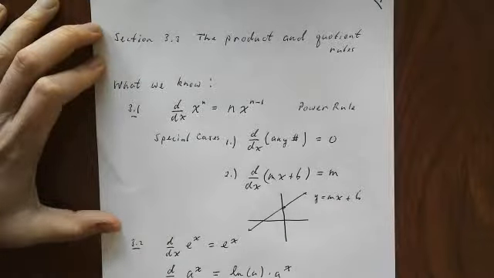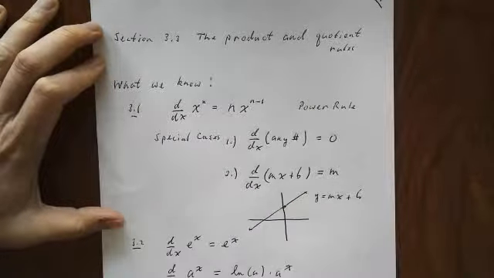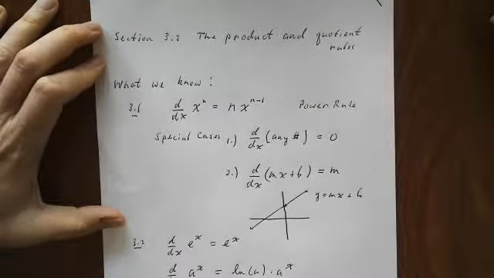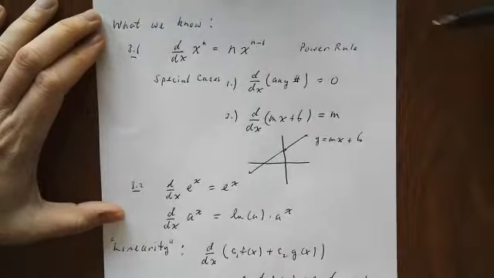Section 3.3 deals with what is known as the product and quotient rules. This is another tool that allows us to compute derivative functions using shortcuts without using the limit. So let's recap what we've learned in the last two sections.